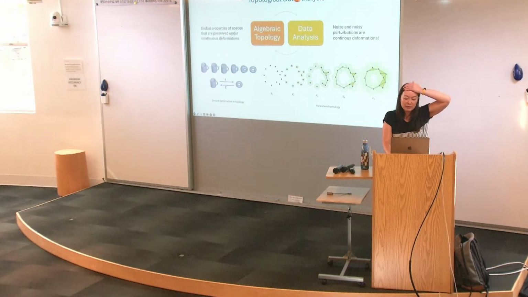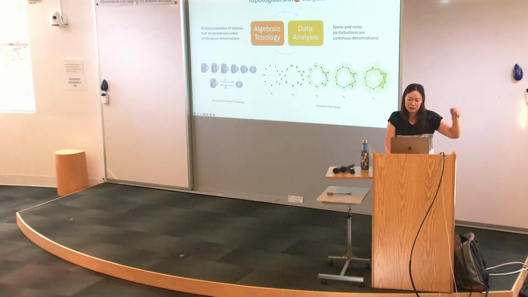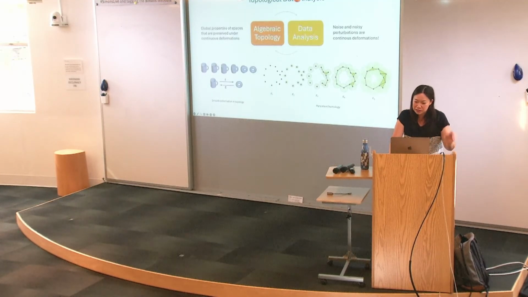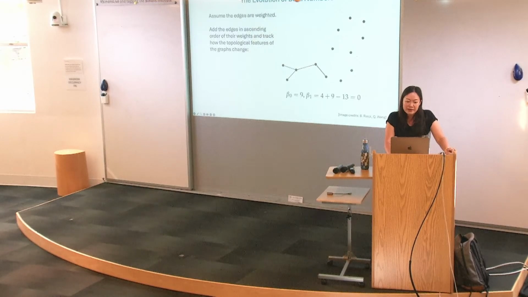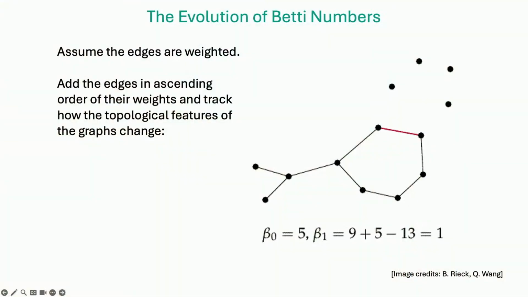Okay, so I mentioned already about how algebraic topology looks at global properties of spaces that are preserved under continuous deformations, right, smooth deformations. Data can be looked at as some sort of continuous deformation, so this is why it makes sense. And the idea behind persistent homology, or topological data analysis, is looking at a dynamic version, or dynamic evolutions, of topological features, right? This is normally done over a filtration.